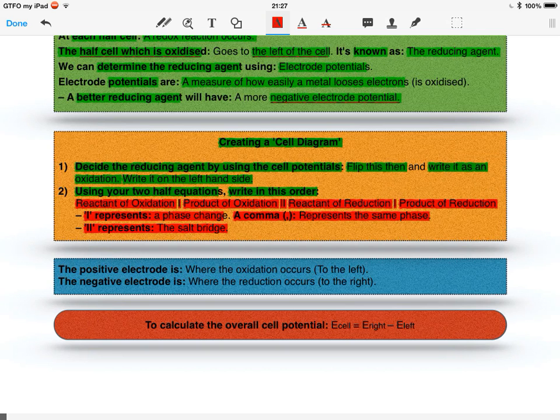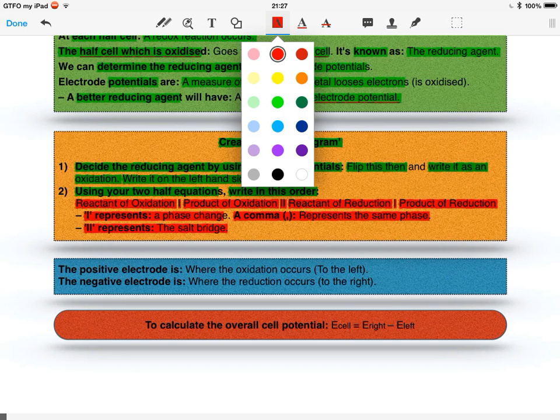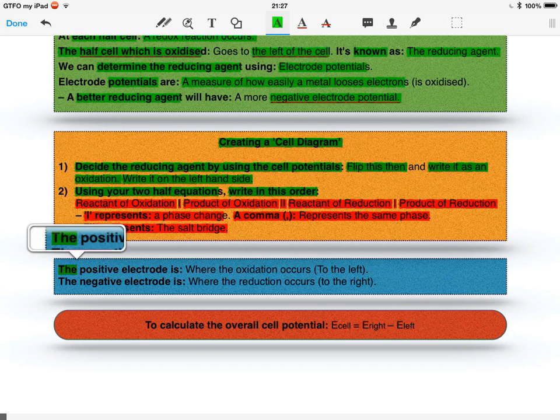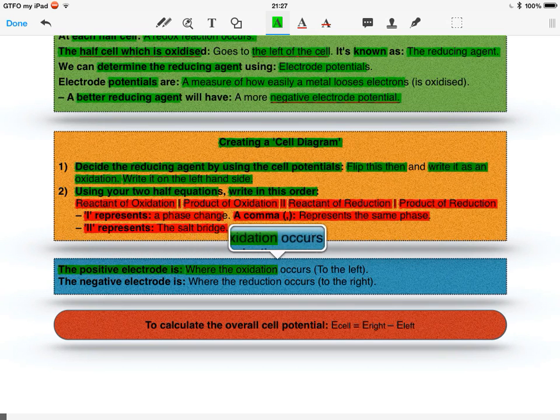And just a random trend you'll notice is the charges will kind of go up in the middle, but the ends will be the lowest. It'll make sense when you see one. So, the positive electrode in a cell is where the oxidation occurs, and this is to the left. The negative electrode is where the reduction occurs, and this is to the right of the cell.